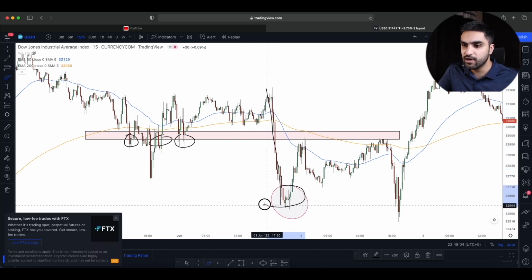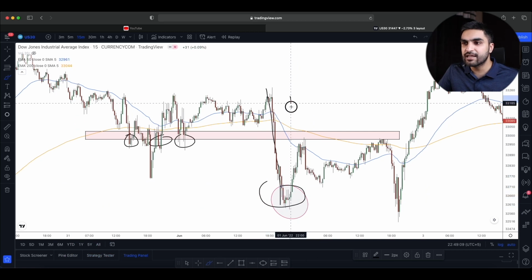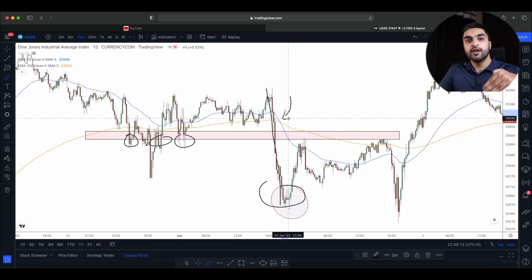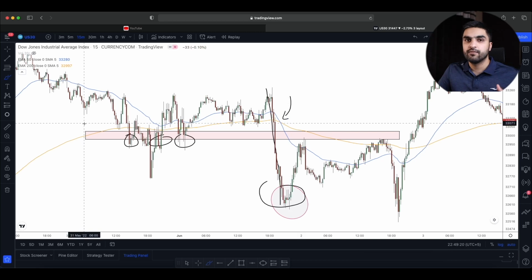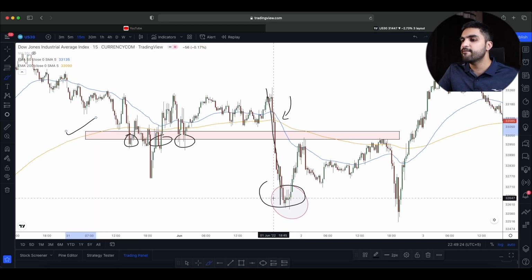We created a lower low, and at the same time the 50 exponential moving average also went lower than the 200 exponential moving average, which confirmed that yes, this break of the support level is real. We have actually created a lower low and we are in the downtrend.